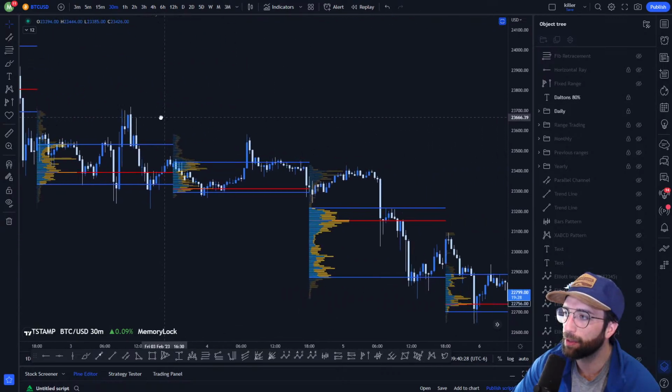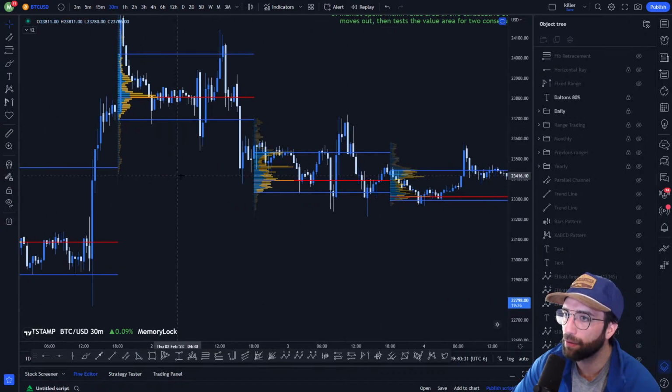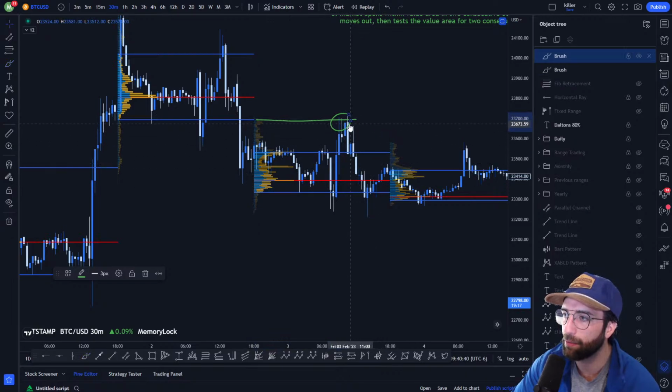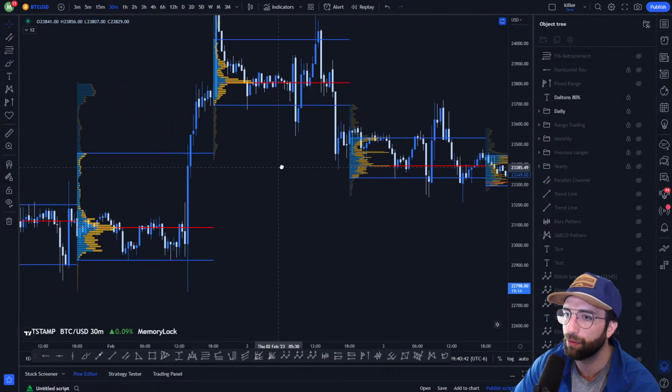No, this one would have been close, but not quite. So we can see here that we had this value area here, and we came up and we tested it here, but we actually rejected. We didn't get the closures that we were looking for.